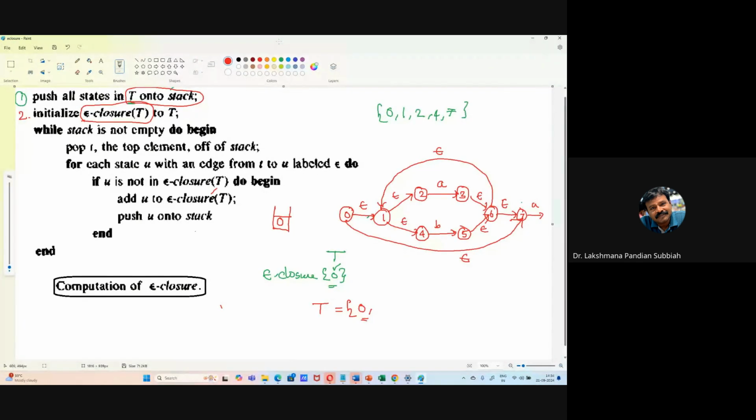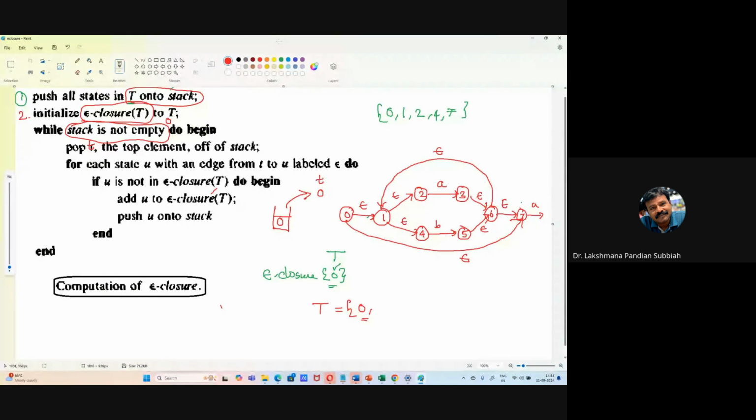Now you are opening that while loop: while the stack is not empty. Currently the stack has one element, 0. So now we have to pop small t. Small t is currently 0. In that stack we have 0, and you are popping out that 0, which we consider as the state T.